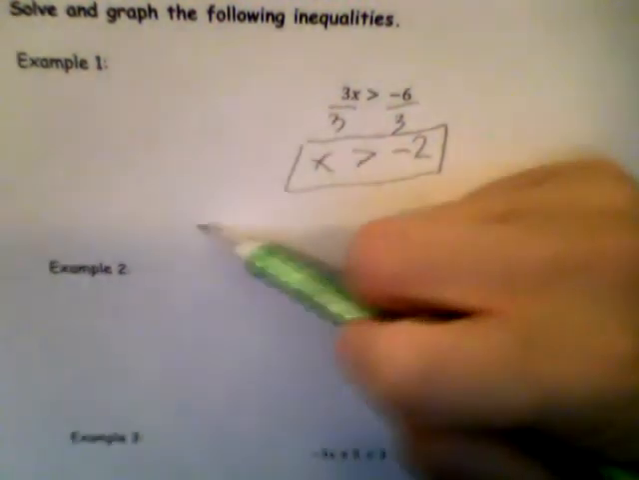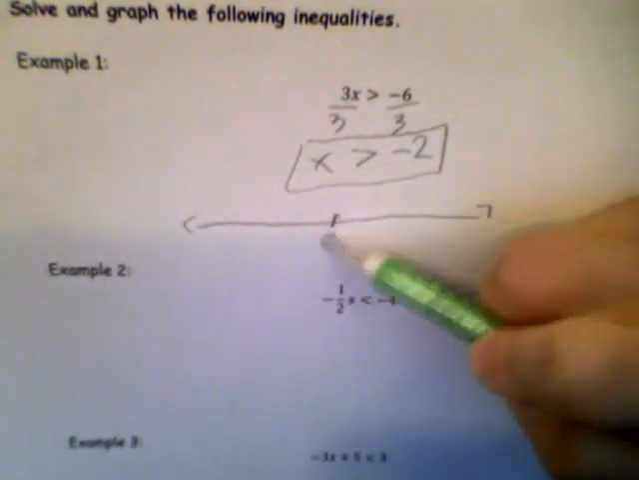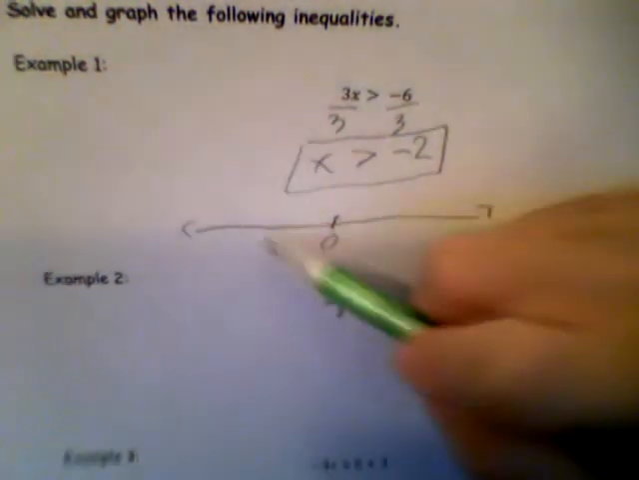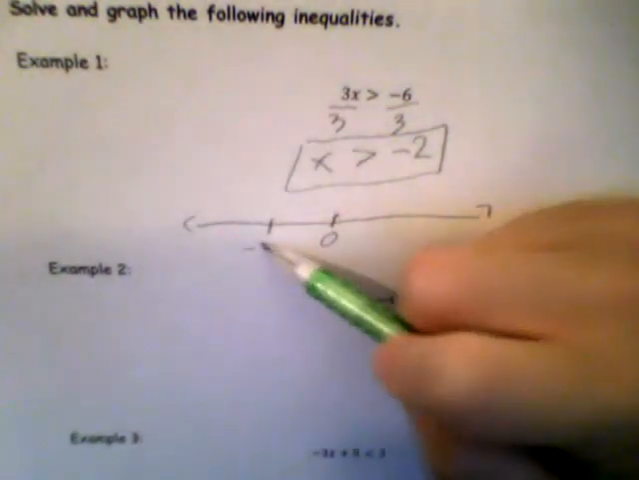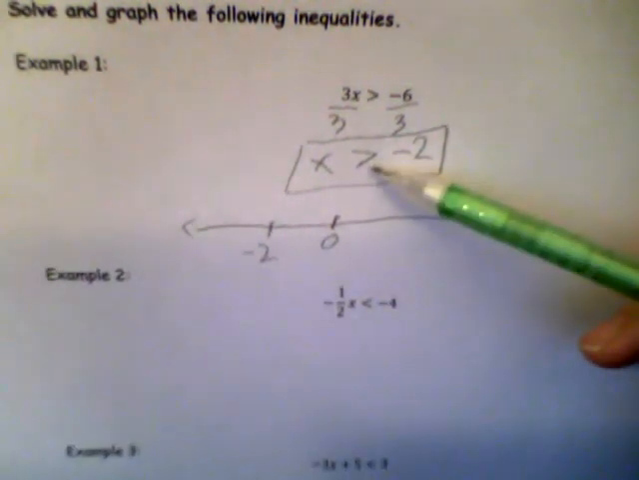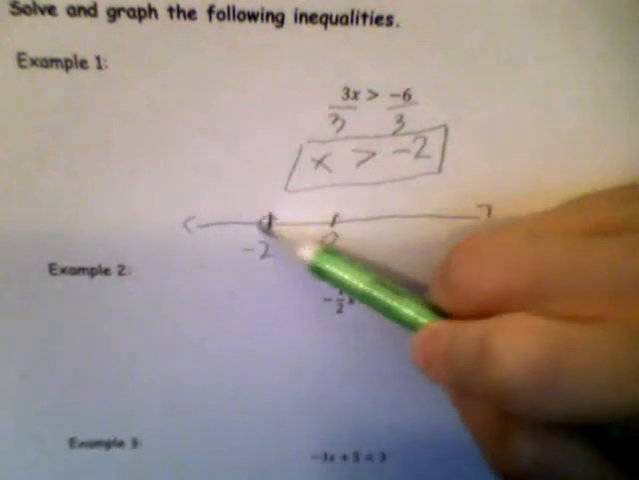To graph it, I'm going to put in my number line. Put your 0 in. Negative 2 is going to be to the left of 0, so I'm going to put negative 2 right here. Now, because this is a greater than sign, and there's no line underneath it, it's going to be an open circle.